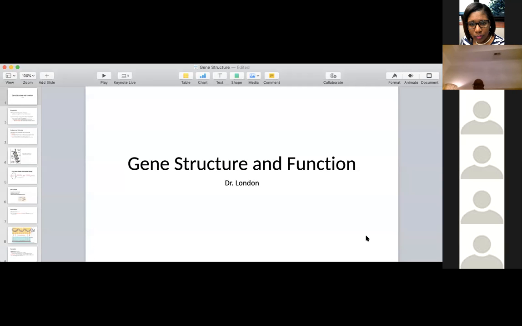So we're going to look today at the gene in more close detail, and the structure of the gene, and how we go from the genetic information that's found in our DNA all the way to a functioning protein product. Those protein products influence the function of our cells. Okay, so I'm going to share my screen with you and we will discuss the gene structure and function. There we go. So, gene structure and function.